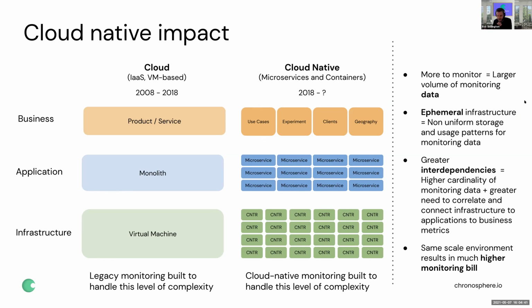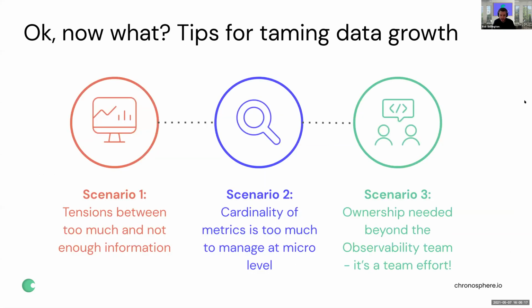I think we're all kind of well aware about it, but obviously you can see the move from monoliths to microservices, virtual machines to containers. There's a lot more ephemeral data going on. We're experimenting much more, so we're slicing and dicing our data by experiments. We're delivering things to different geographies. All this is really amplifying the complexity of our systems, and therefore obviously to give full insight into what's happening, we have much more observability data in general at our company. So I wanted to talk a little bit about taming that data growth.